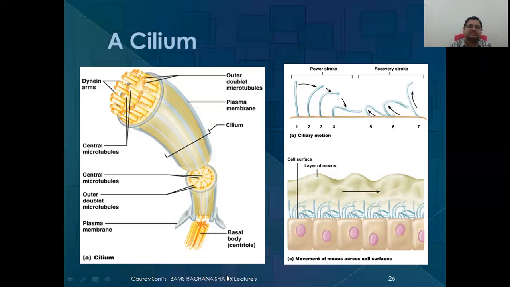So here you can see a single cilium, and then you can see the microtubules. There is one central pair of microtubules, and the outer ones are always in doublets, nine in total. If you want to see the detail, you can also see the ciliary movement, specifically in a wave-like manner.